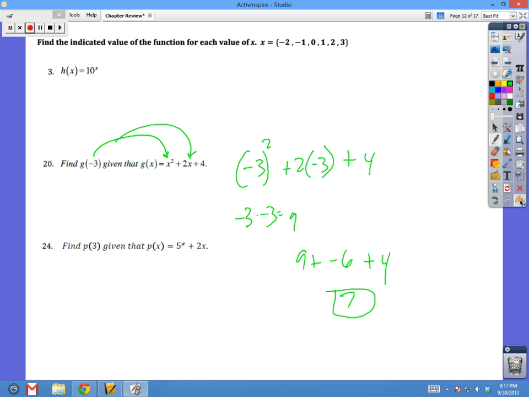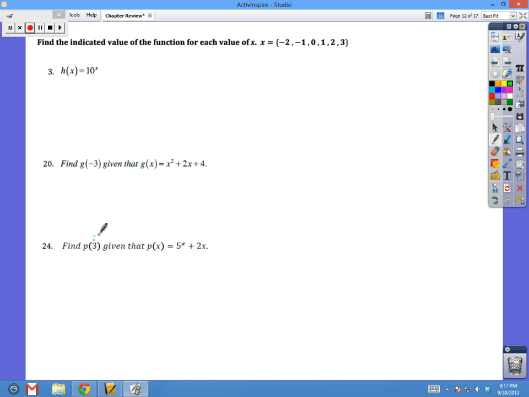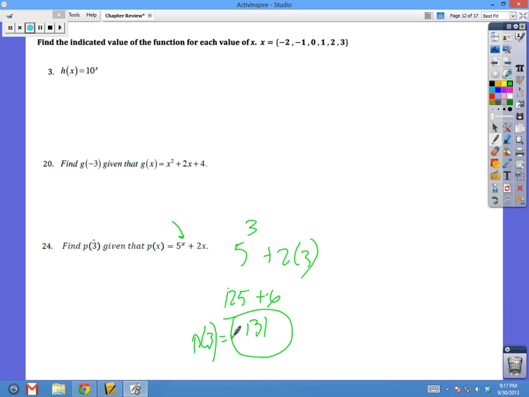Okay, number 24. If you substitute 3 in for x, 5 cubed plus 2 times 3. 5 cubed is 5 times 5 times 5. So 125 plus 6, 131, I think is what p of 3 should be. So p of 3 is 131.